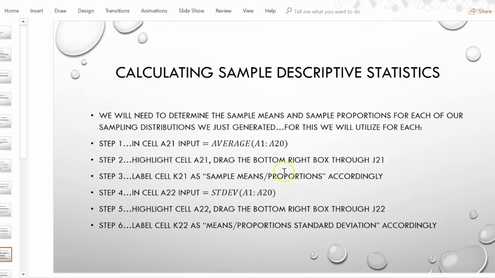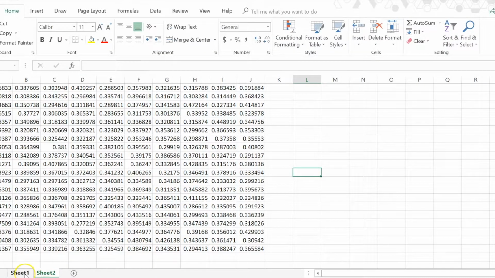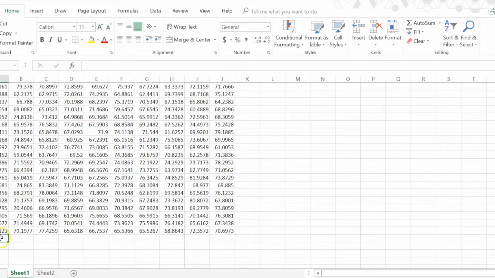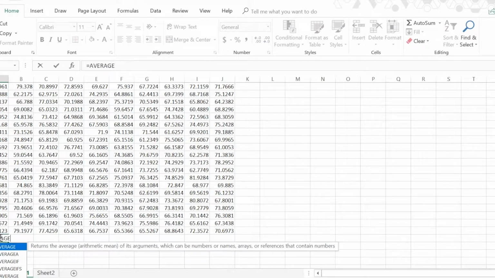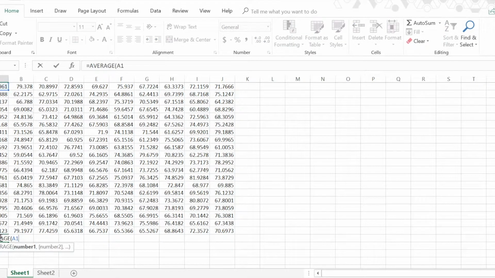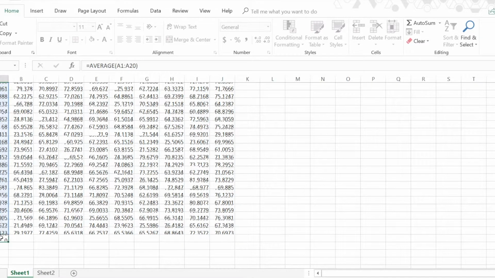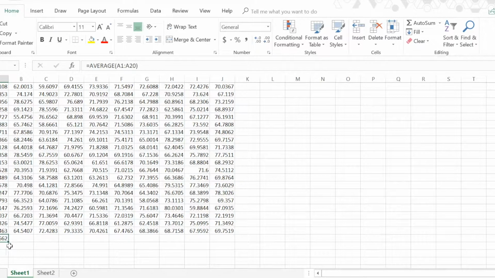So we're looking to get our sample means and proportions, as well as our sample standard deviations for each of these sheets. So I'm going to start here on sheet 1. All right, so here I want the average, and I'm doing A1 to A20, because that's my sample data. And then I want to get that for each. So instead of typing the command a bunch of times, I'm just going to drag this horizontally and let go.